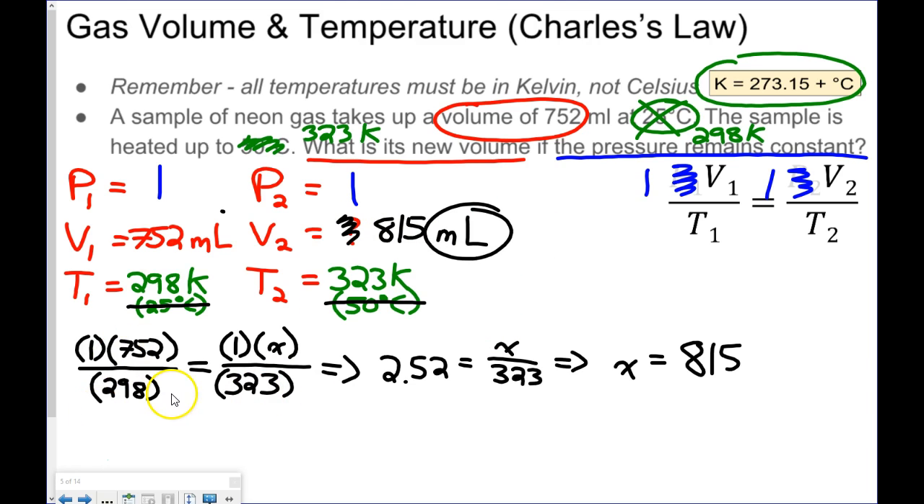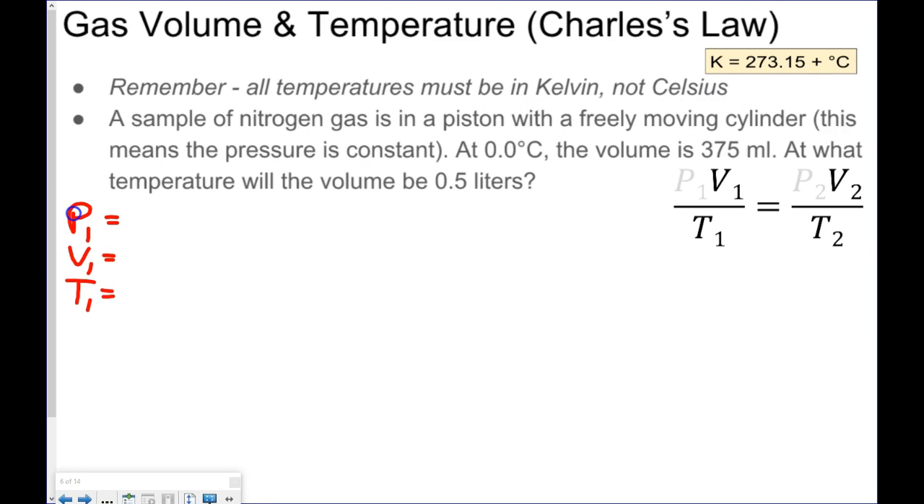So set this up, cross multiply, and divide to figure out your correct answer. Keep it as mLs because that's what I started with. All right, a sample of nitrogen gas is in a piston with a freely moving cylinder. A freely moving cylinder means that the pressure will always be the same because the cylinder will move.